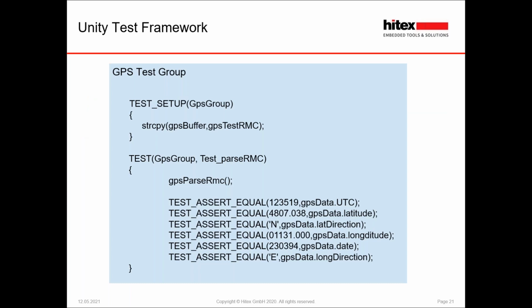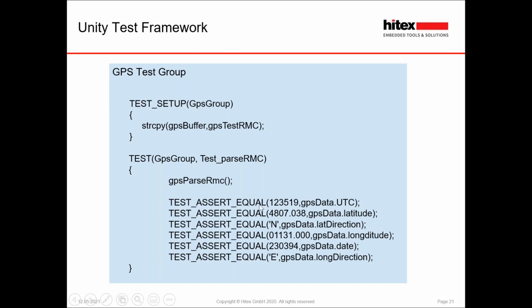Within Unity, we have a main framework, which we can then define test groups. And within the test group, we have setup and tear down functions, so we can configure our microcontroller for the code that we're going to test. And then in a test group, we can define multiple tests. So here we're copying a test sentence into our GPS buffer. We're then calling a function to parse that buffer to extract the information and put values of lat and long and time, etc., into a structure that we can use.